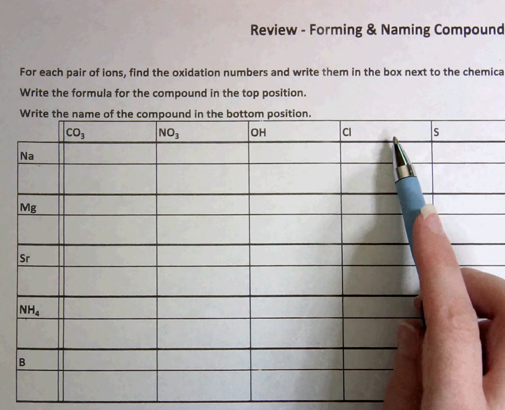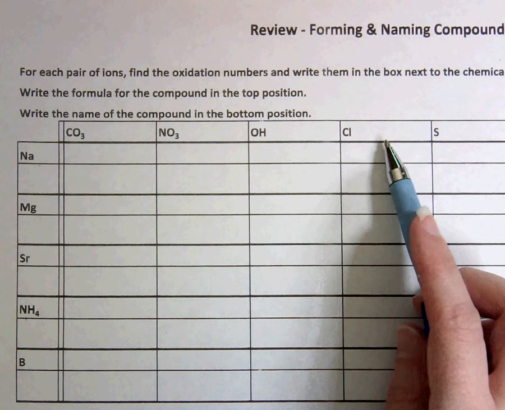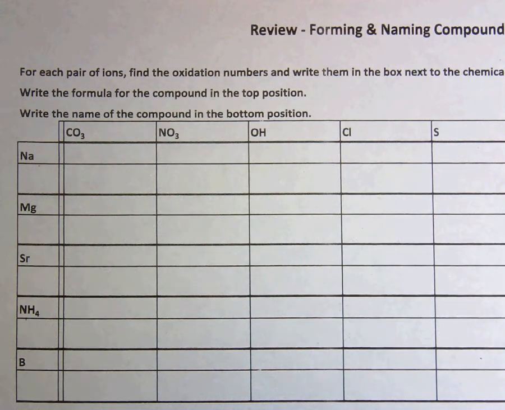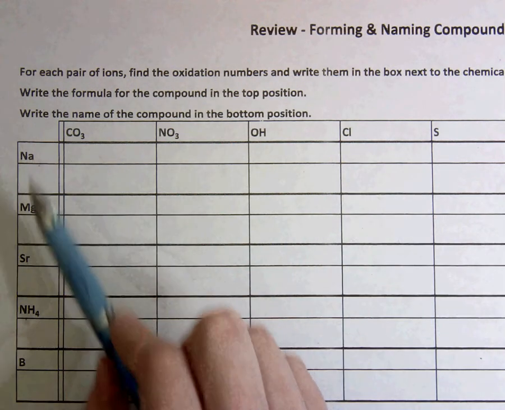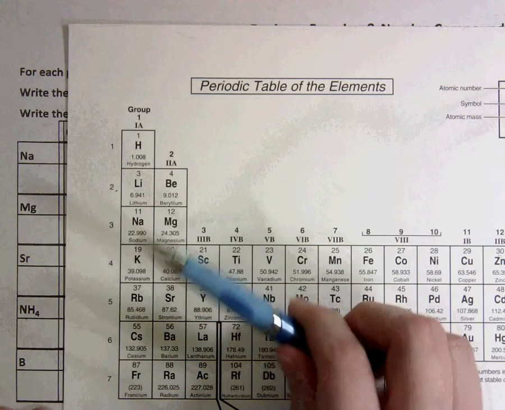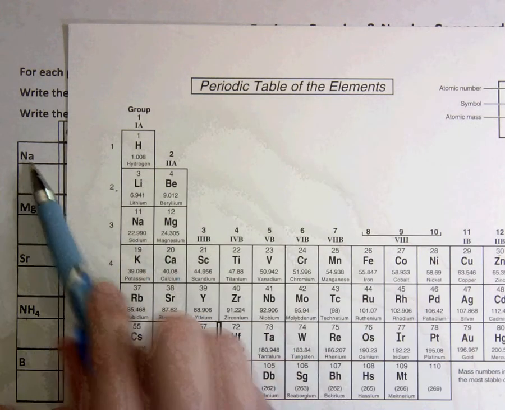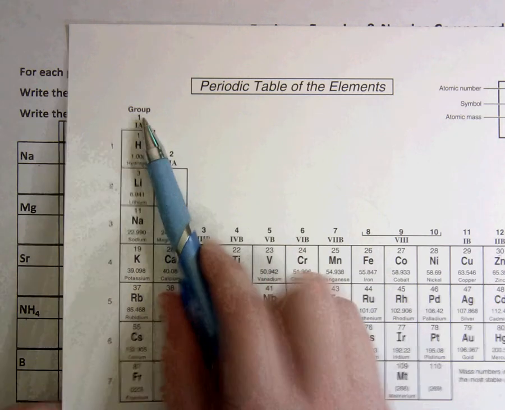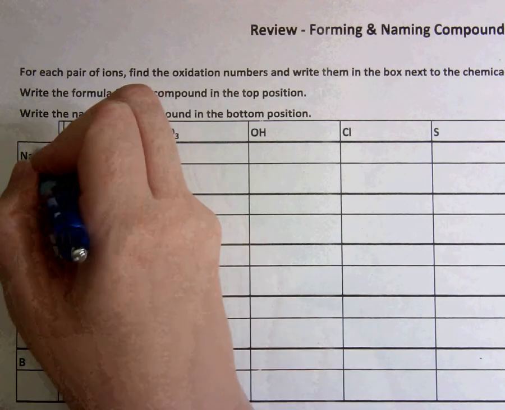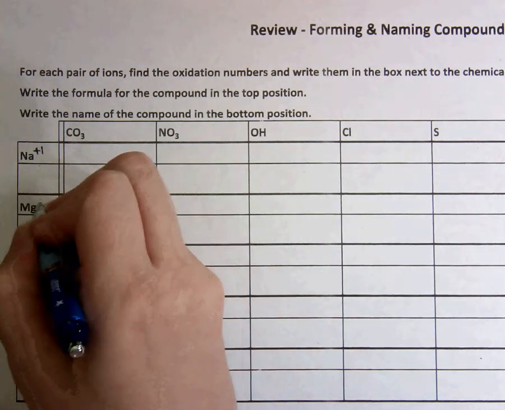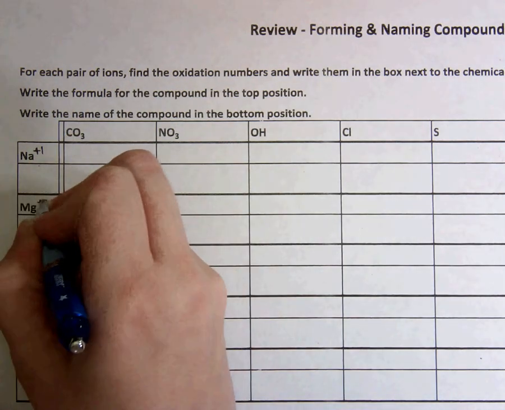Remember, that's the charge that a substance has, an atom or polyatomic ion, when it bonds with another atom. So if you're looking up the oxidation numbers for an individual atom, go to your periodic table, and remember it has to do with which group it's in. So Na is in group 1, so you know it's going to have a +1 oxidation. So we would go ahead and put a +1 in this box. Mg is in group 2, so it'd be a +2, and so on. You're going to find all of those.